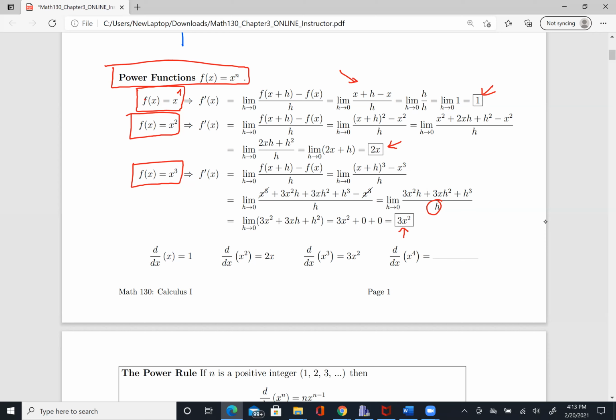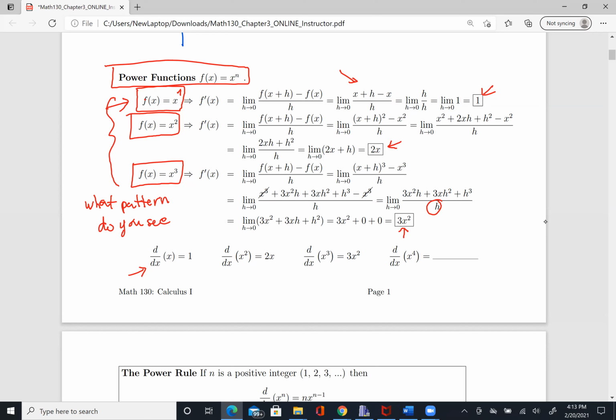So, conclusion, according to these three examples, I would like to have a pattern. So what pattern do you see? Okay, let's list it out. I have the derivative of x. Because we are looking for the derivative of f(x) when f(x) equals x. So the derivative of x is equal to 1.